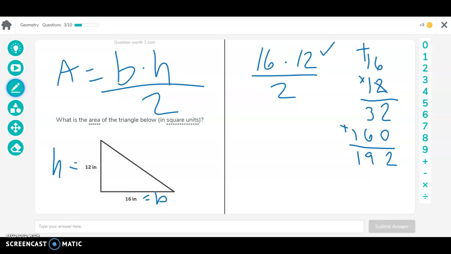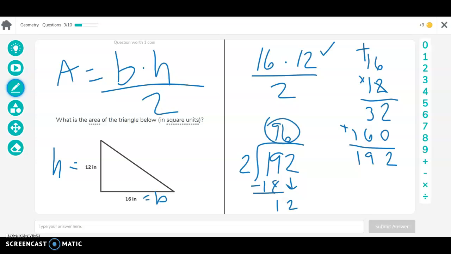Now we need to divide by 2. So we get 192 divided by 2. 2 goes into 19, excuse me, 9 times. So we get 18. Subtract that, you get your 1. Remember to bring your 2 down. 2 goes into 12, 6 times perfectly, so we get 96.